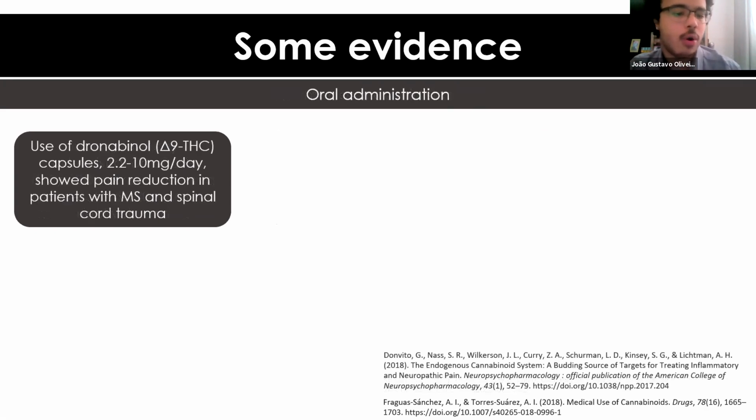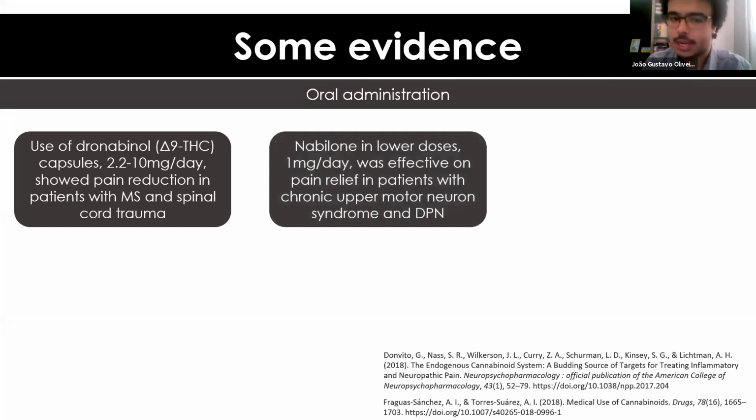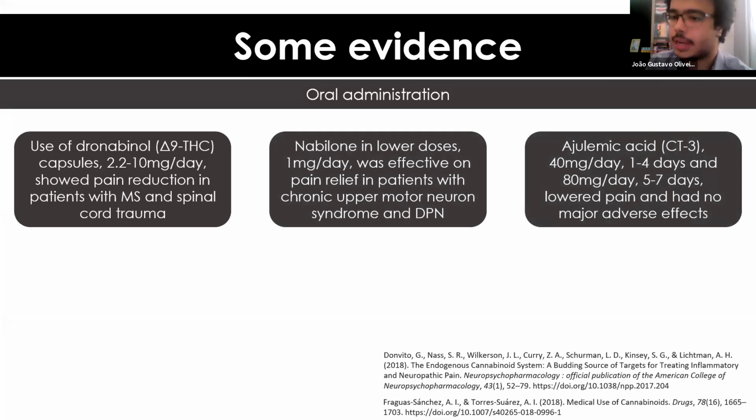In the case of oral administration, the use of dronabinol capsules, 2.2 to 10 milligrams a day, showed pain reduction in patients with MS and spinal cord trauma. Nabilone in lower doses was effective in chronic neuropathic pain, in DPN, the diabetic peripheral neuropathy, and ajulemic acid, CT3, was good to lower pain and had no major adverse effects in different concentrations over 7 days.